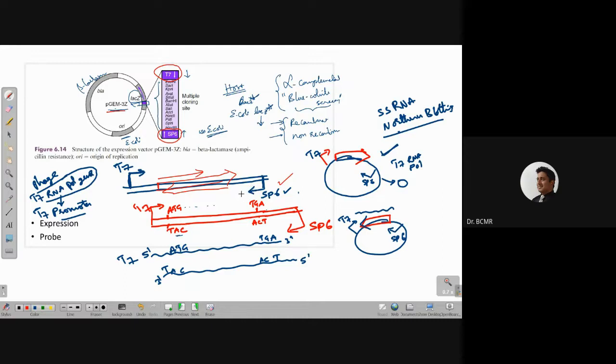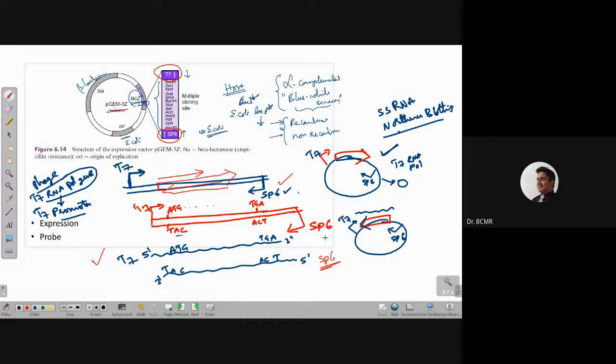SP6 and T7 are promoters derived from viruses, and these viruses have their respective polymerases, T7 polymerase or SP6 polymerase, and they have to be supplied from outside. So you can synthesize either the sense strand or the antisense strand based on the orientation of the open reading frame that is cloned.